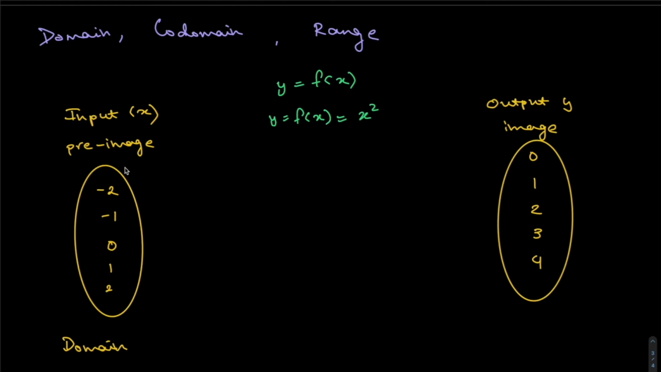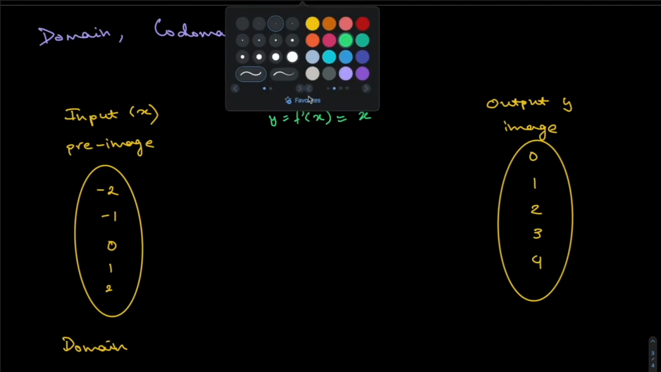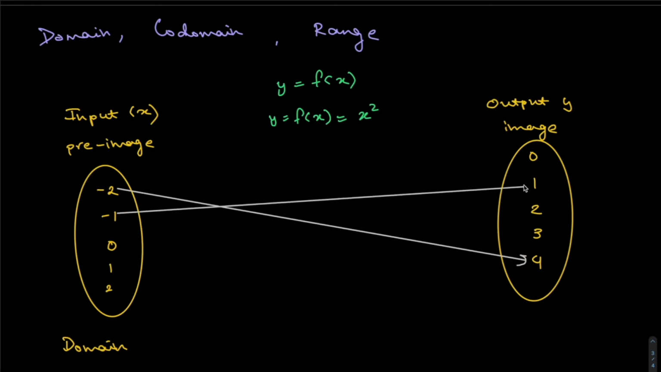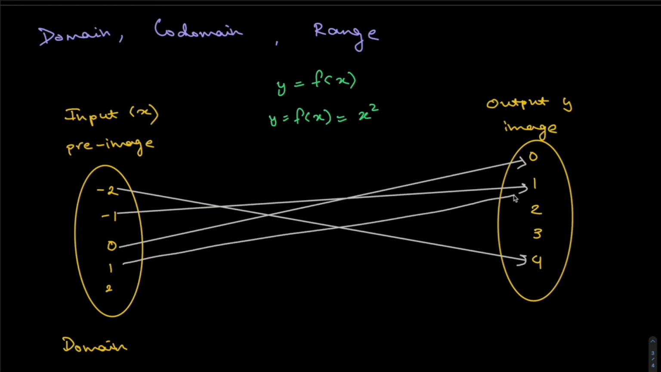So now if we have to plot an image of every single pre-image, what do we have? We'll have for -2 whole squared corresponds to 4. -1 whole squared corresponds to 1. 0 corresponds to 0. 1 squared corresponds to 1. And 2 squared corresponds to 4. Like this. So now we have our outputs for the specific inputs.